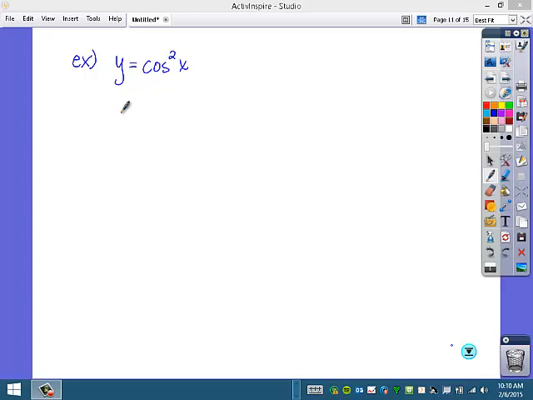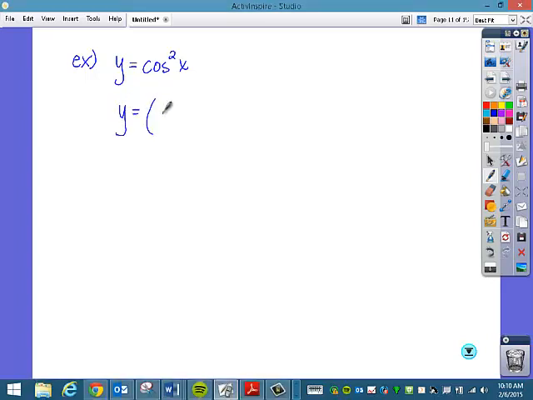Our next example, we're really going to use the chain rule to take the derivative of this. So y equals cosine squared x. So first thing is rewrite this as cosine x squared. When we rewrite it like that, hopefully you see that this would be a chain rule problem. To take the derivative, you're going to take your exponent and pull it out front. You keep your insides the same. You subtract 1 from your exponent, so it's just to the 1.